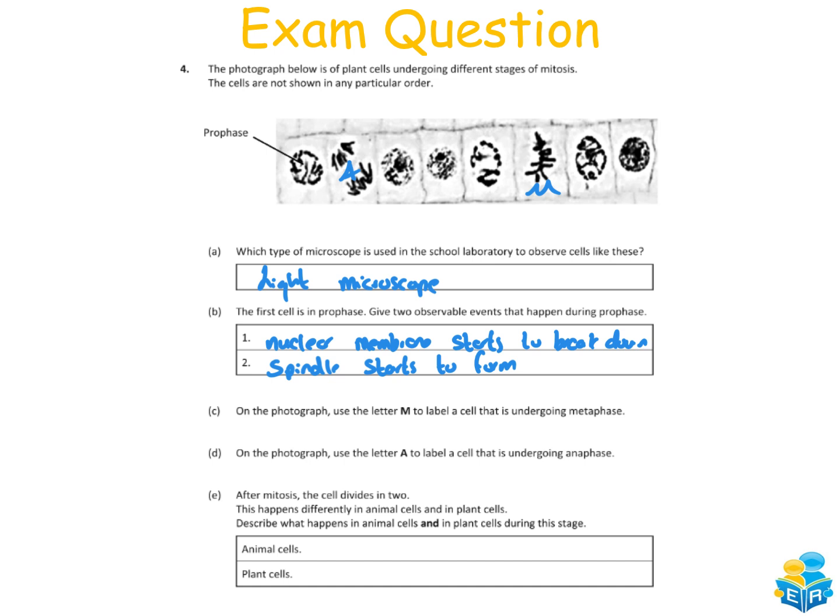And after mitosis, the cell divides in 2. This happens differently in animal cells and plant cells. Describe what happens in animal cells and in plant cells during this stage. So in animal cells, we form a cleavage furrow. You literally just have to mention those words. And in plant cells, we form a cell plate. Again, that's enough for full marks in that question.